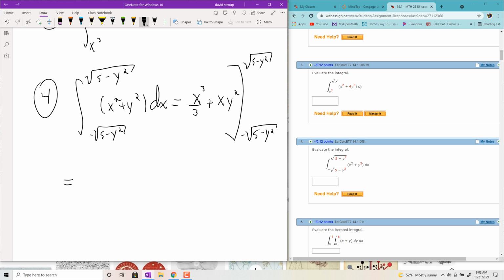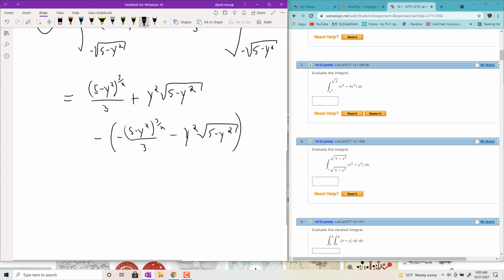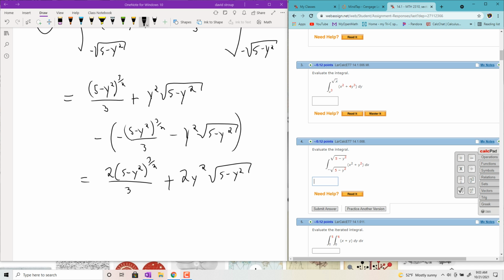Plugging in the top, we get 5 minus y squared to the 1 half, cubed. So that's going to give me (5 minus y squared) to the 3 halves over 3, plus, and we're plugging in for x, y squared times the square root of 5 minus y squared. Then minus, the first one will be negative (5 minus y squared) to the 3 halves, all over 3, and then minus, again, y squared times the square root of 5 minus y squared. Combine some like terms, so there'll be 2 of these (5 minus y squared) to the 3 halves, all over 3, and then 2 of the y squared times the square root of 5 minus y squared. Let's plop that in just to make sure I'm right.